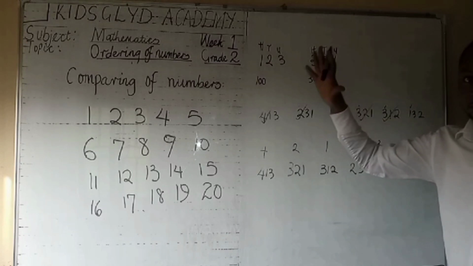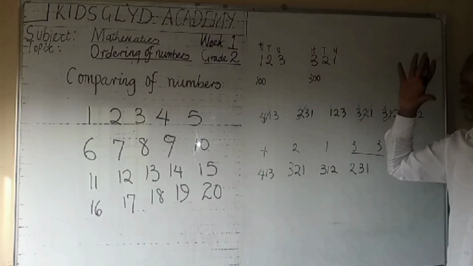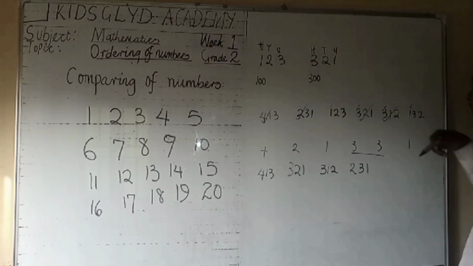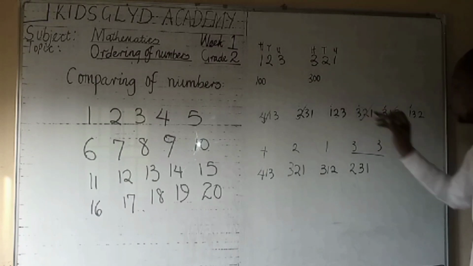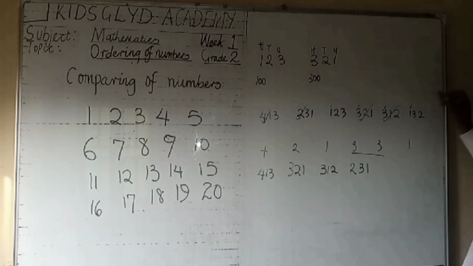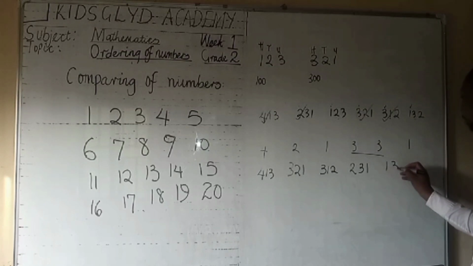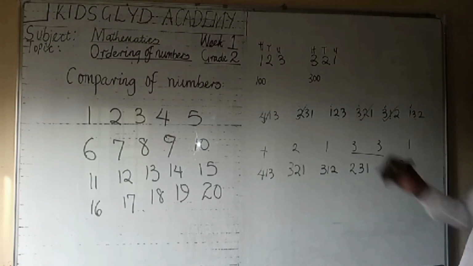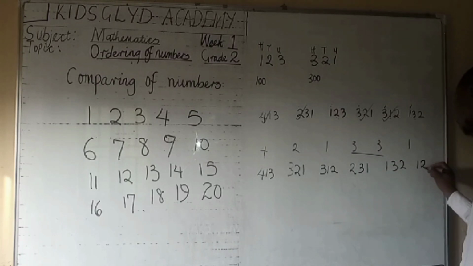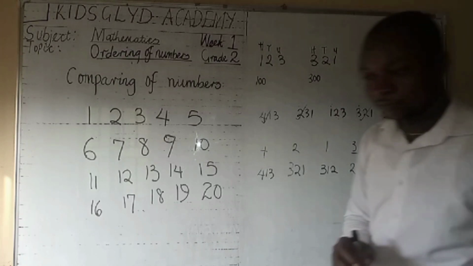We will leave them. We will not talk to them. We will go to the second numbers in the queue. The second number here is 2. The second number here is 3. And 3 is bigger than 2. So that means 1, 3, 2 comes next. Then 1, 2, 3 comes last.